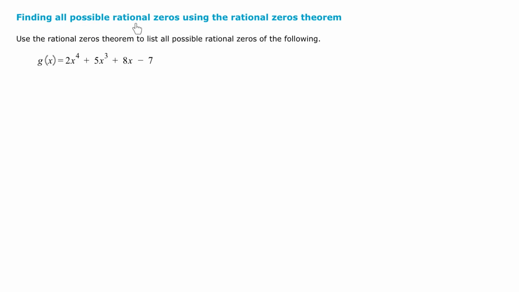Finding all possible rational zeros using the rational roots theorem, or the rational zeros theorem. Use the rational zeros theorem to list all the possible rational zeros of the following. G of x is equal to 2x raised to the fourth power plus 5x raised to the third power plus 8x minus 7.